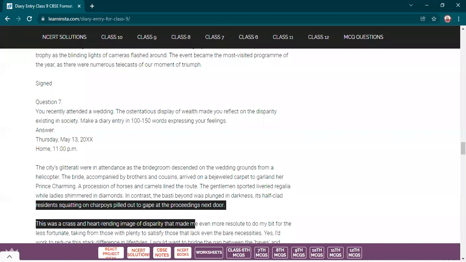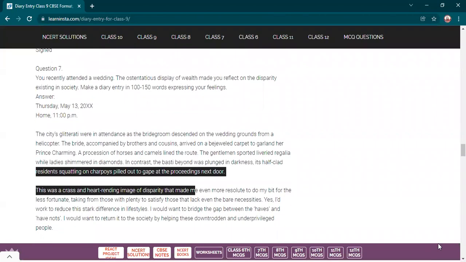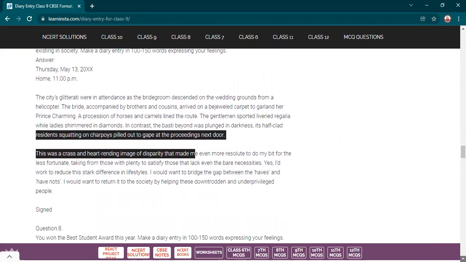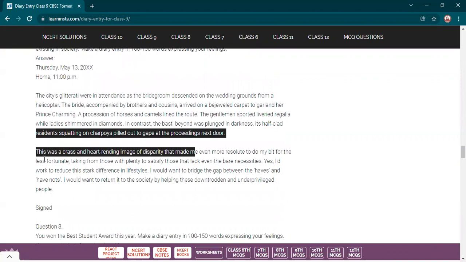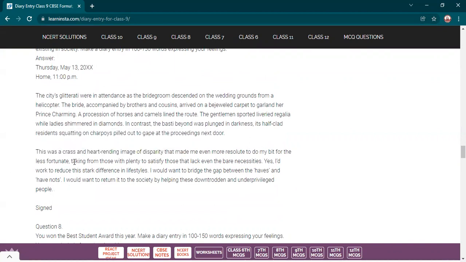Right next to it there is a basti, an area. You can say slum area, you can mention that. Do not use the word basti at all. They have used Hindi words here, so you can use slum area nearby. Most of the people there do not even have proper meals to eat. This was a crass and heart-rending image of disparity amongst people of our society. Fine. Taking from those with plenty to satisfy those that lack even the bare necessities.